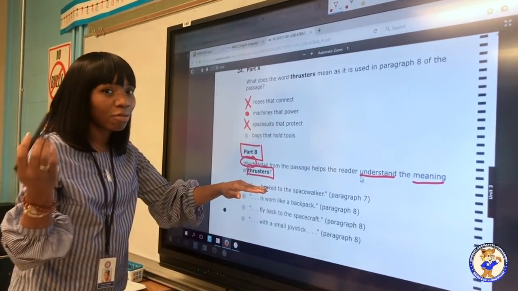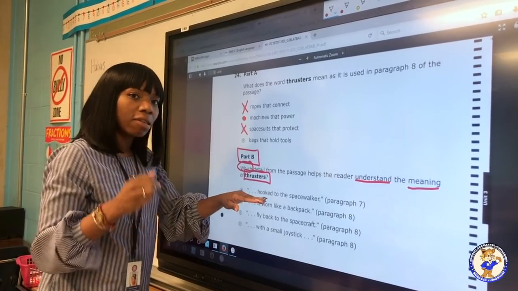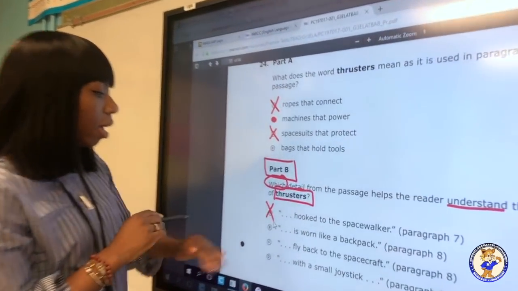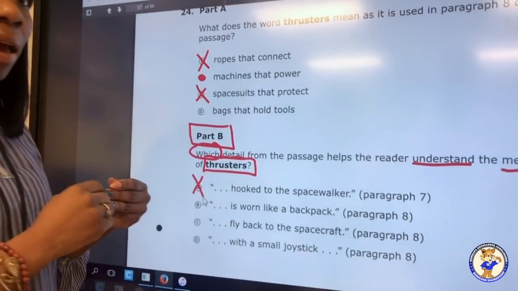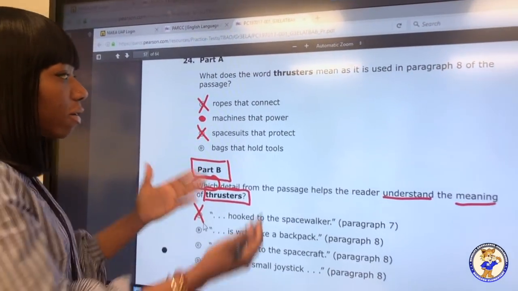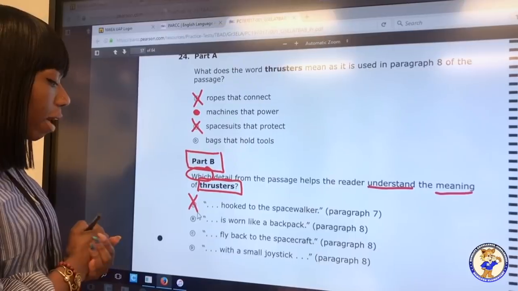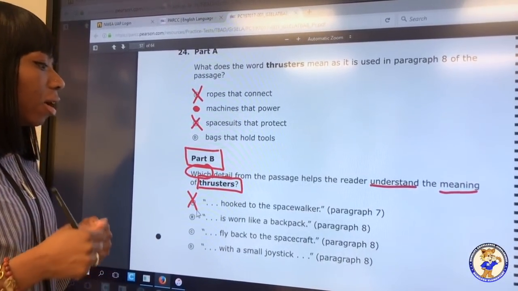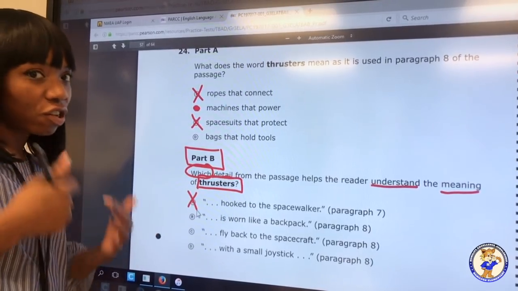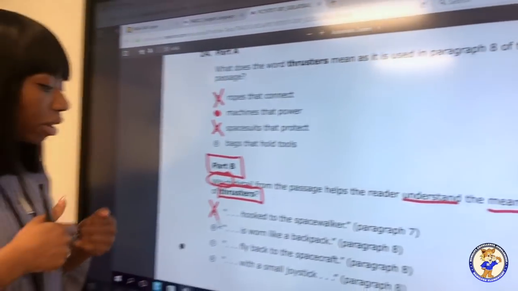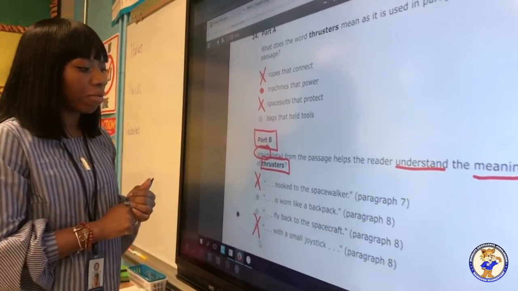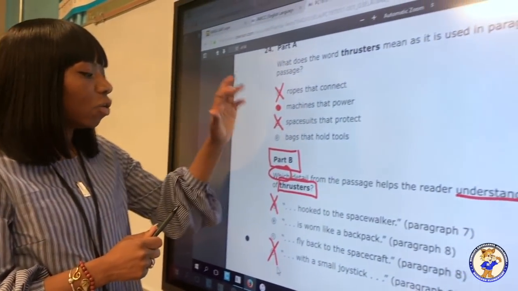That was tethers. That was in paragraph 7. So I did need to read 7 to know that that is not my correct answer. I'm gonna eliminate that. B is worn like a backpack. That is a possible answer because I know that it is carried in that way by the astronauts. C, fly back to the spacecraft. That's a possible answer because the jetpack, which are the thrusters, will let them do that. Small joystick, that's not an option for me right now. It does not connect with this.